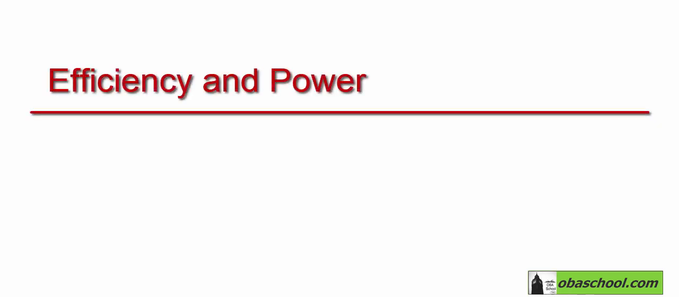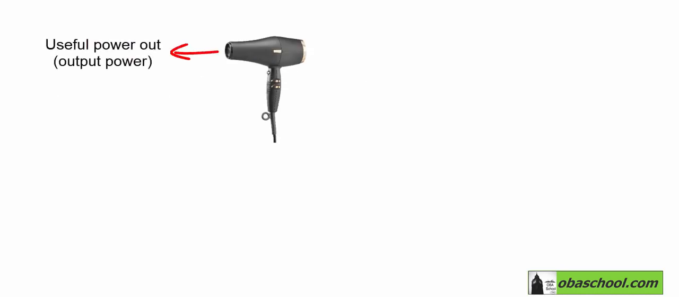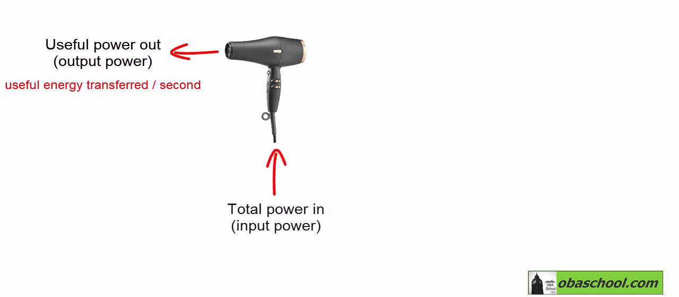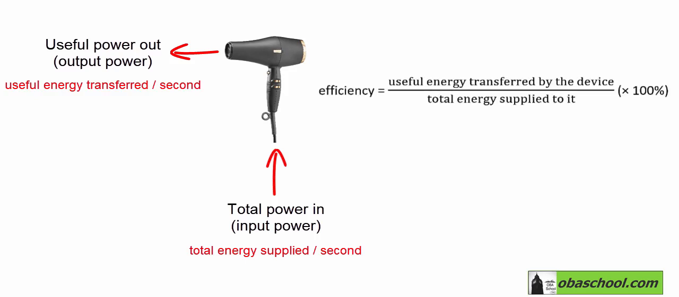Efficiency and power. So after learning about power, we're going to learn how it's related to efficiency. The useful power out, or the output power, is the useful energy per second transferred by an appliance, while the total power in, or input power, is the energy per second supplied to an appliance. And as we learned before, efficiency is equal to the useful energy transferred by the device divided by the total energy supplied to it multiplied by 100%.